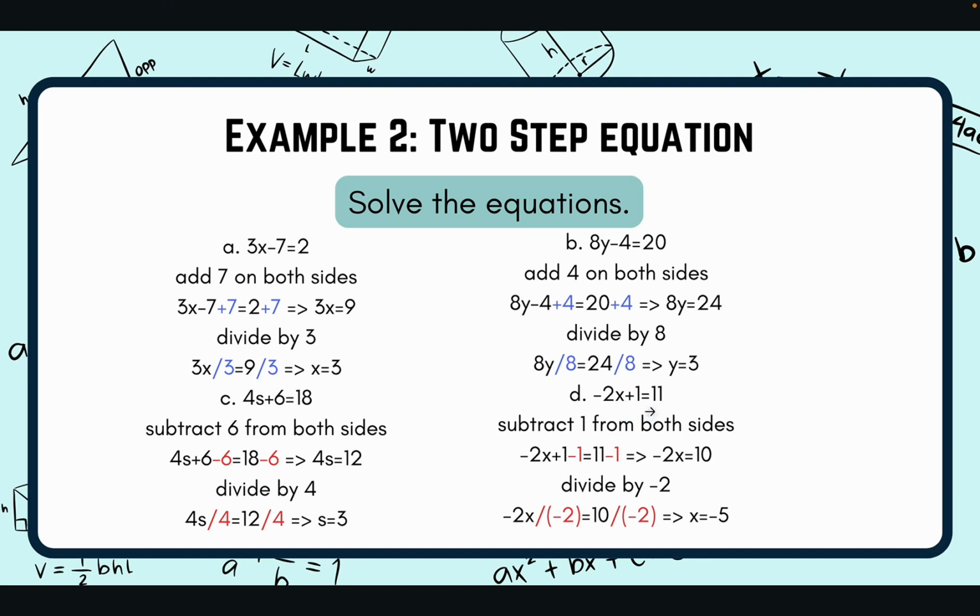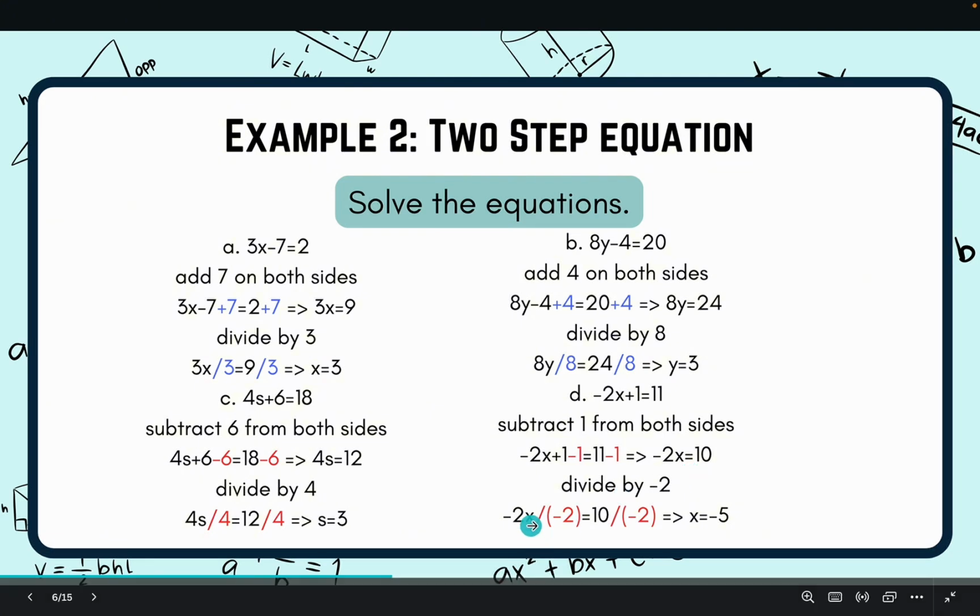Now it is addition again. So you have to use subtraction on both sides. So you subtract 1 from both sides, then it becomes negative 2x plus 1 minus 1 equals 11 minus 1. And that is negative 2x equals 10. And here it is multiplication again, and you have to use division instead. So negative 2x over negative 2 equals 10 over negative 2, which is x equals negative 5.